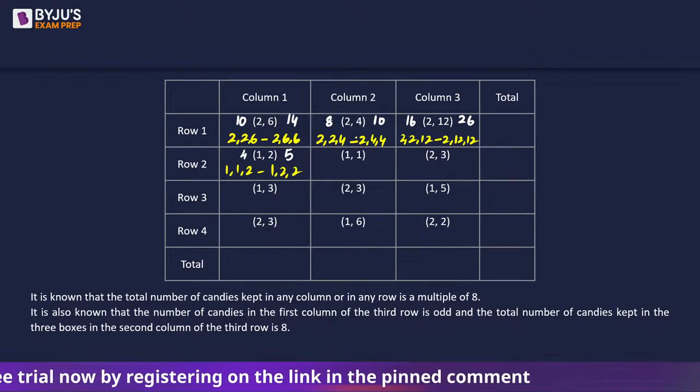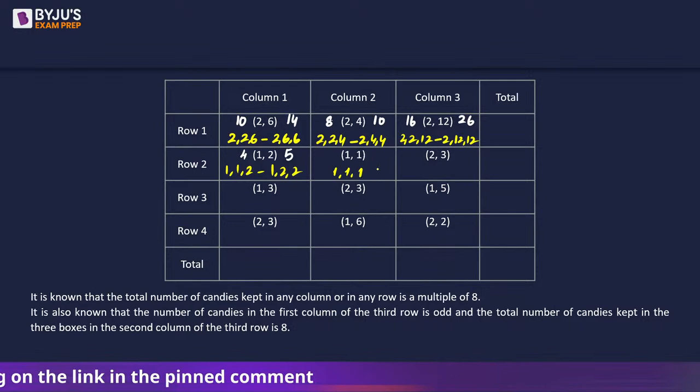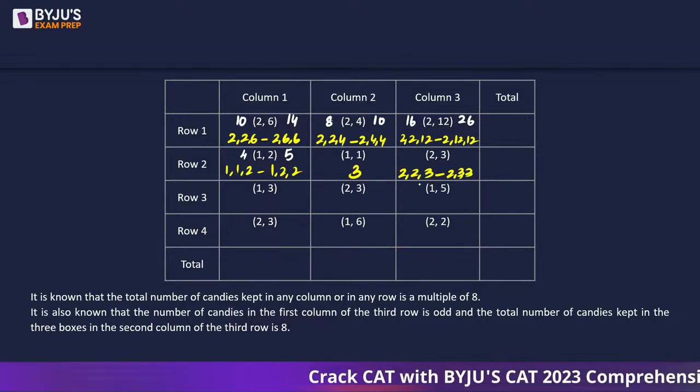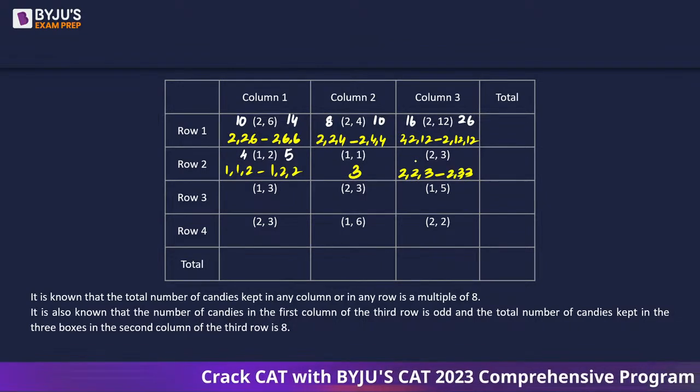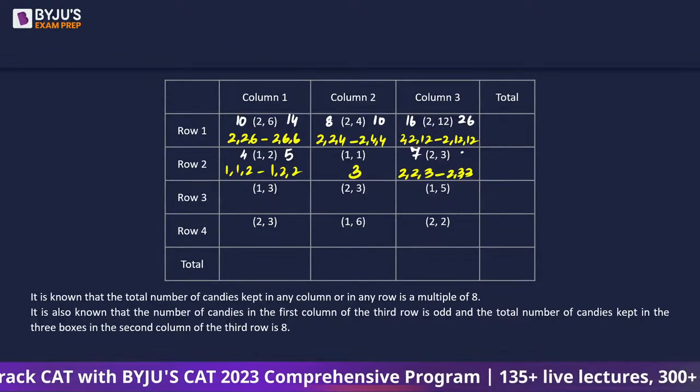In the next one, row 2, column 1, it can only be 1, 1, 1. So that means we are going to have specifically 3 candies. This 3 is fixed. Now if you look at 2, 3, 3, the minimum we can have is 2, 2, 3. The maximum we can have is 2, 3, 3. 2, 2, 3 would give us a 7 and 2, 3, 3 would give us an 8.